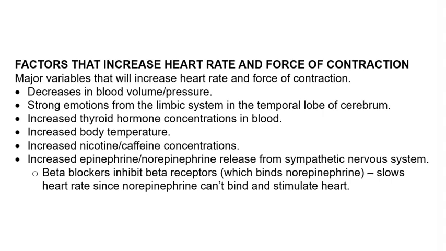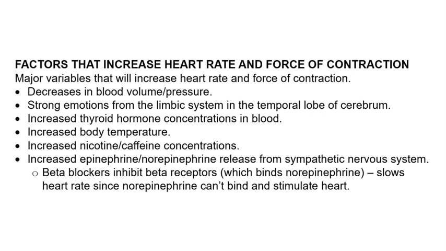The major variables that will increase heart rate and force of contraction are decreases in blood volume and blood pressure, because if a person is hemorrhaging, typically that means their heart rate will increase in order to compensate for the loss of blood and maintain fairly normal, fairly typical cardiac output. Strong emotions from the limbic system in the temporal lobe of the cerebrum will tend to increase heart rate and force of contraction, because these are physical responses to emotion.